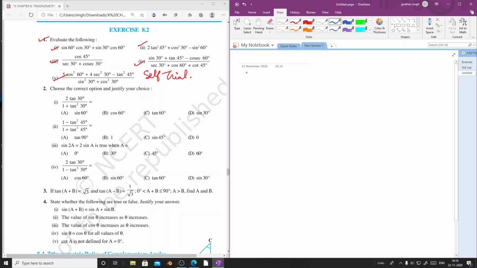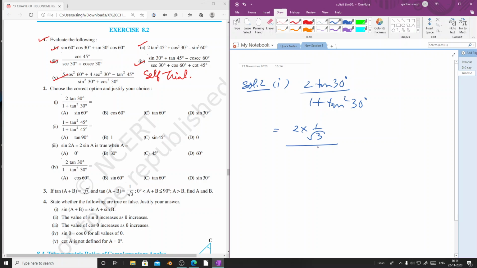So let us do question number 2 now, question solution 2. So we will be solving question number 2, first part. So we have to find the value of 2 tan 30 degree over 1 plus tan square 30 degree. So tan 30 degree we know that is equal to 1 by root 3. So we will be putting the value of tan 30.